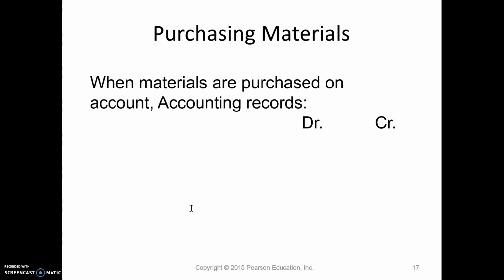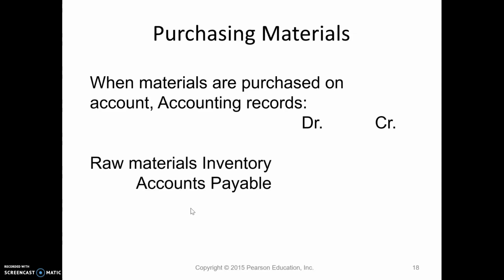So let's take a look at how accounting would record the purchase of materials. So when we're buying some raw materials, if we're buying them on account, we would debit that raw materials inventory account. We would credit accounts payable, right?